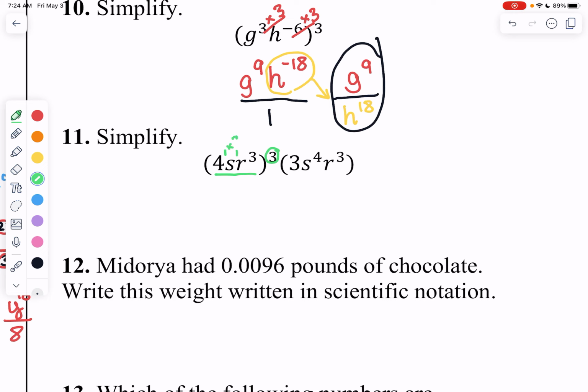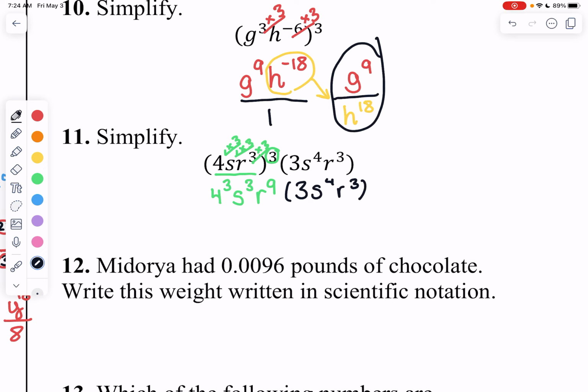They are all going to be multiplied by 3 times 3 times 3 times 3. And now we will bring those answers on down. So I got 4 to the power of 1 times 3 is 3. S, drop the base, to the power of 1 times 3 is 3. And then R, drop the base. 3 times 3 is 9. All of that is going to be multiplied by 3. 3S4 R3. All right, we got this.